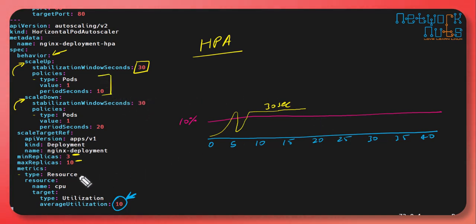From 3 pods, I will be adding pods gradually. One pod will be added per 10 seconds. So here I have got 3 pods, let's say. The moment the stabilized load is there for 30 seconds, it is going to create 1 more pod, right? 4 pods now. Every 10 seconds, if the load stays there, it is going to keep on adding 1 pod after every 10 seconds.